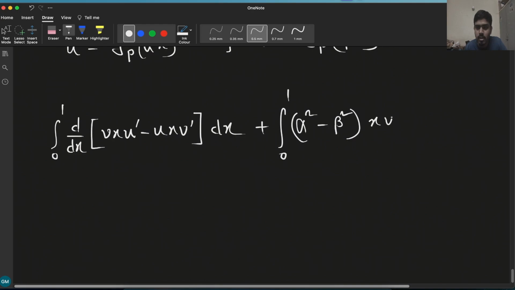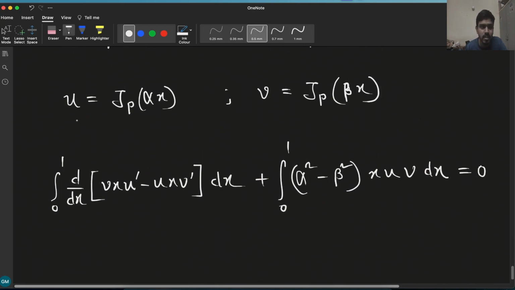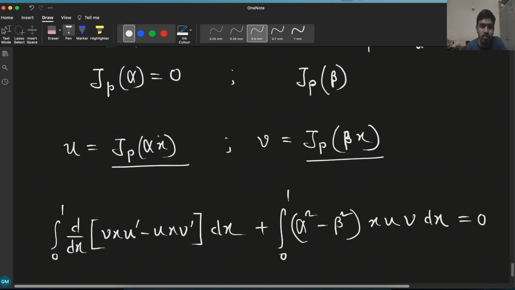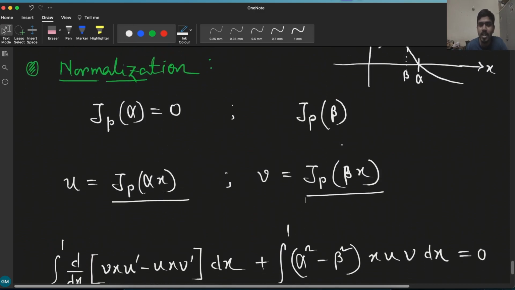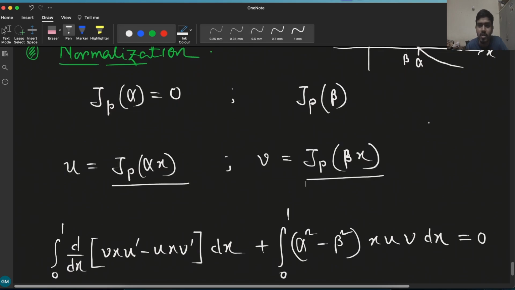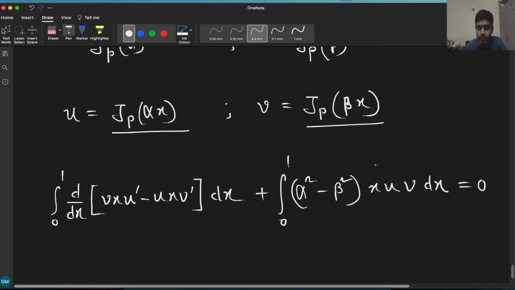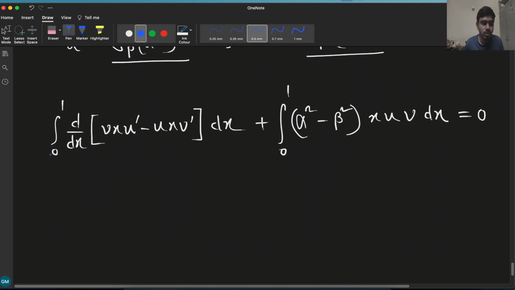So the integral of x u v dx equals 0. Here u is J_p(alpha x) and v is J_p(beta x), where alpha is a zero of the Bessel function, but beta may not be a zero of the Bessel function. Beta can be any point on the x-axis.